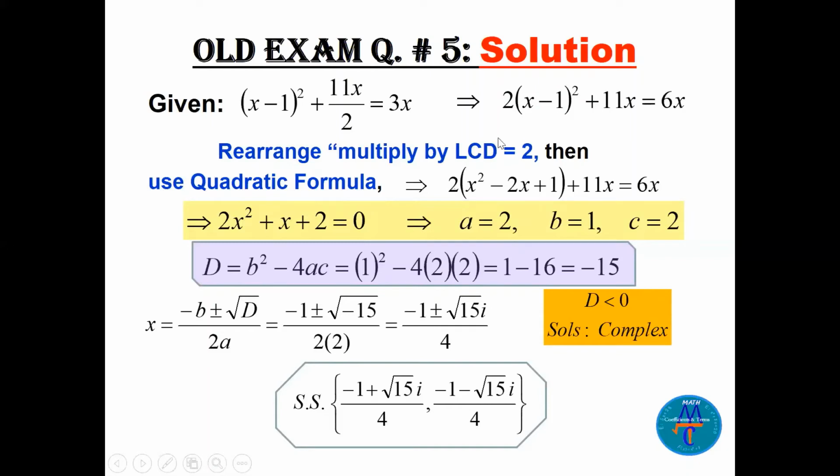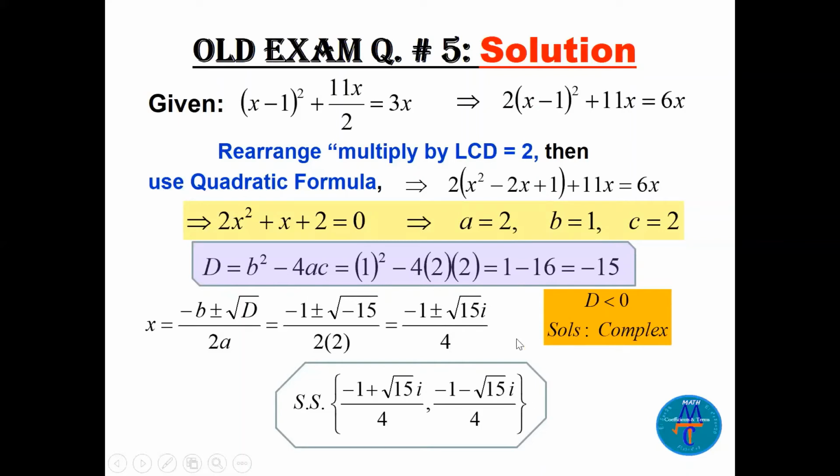Multiply with the 2 because there is a 2 here, 2 minus 4 and 2. When you simplify the equation, you get, remember, the 2x squared, and this minus 4. So 11 minus 4 is 7. Bring the minus 6, that is 1 here, and that's a 2 there. So a is 2, b is 1, c is 2. Find the discriminant, b squared minus 4ac. So 1 minus 16.